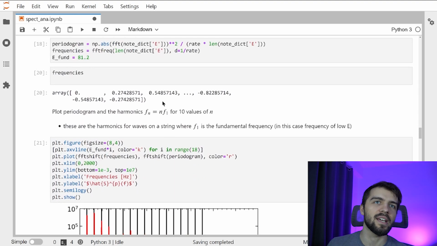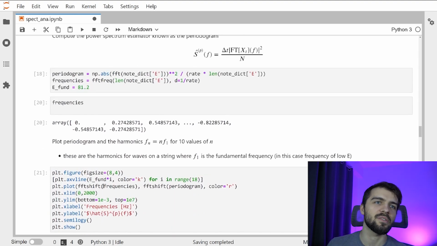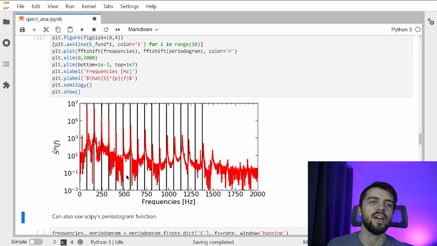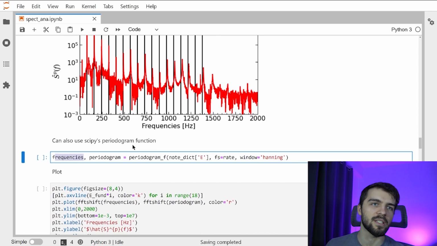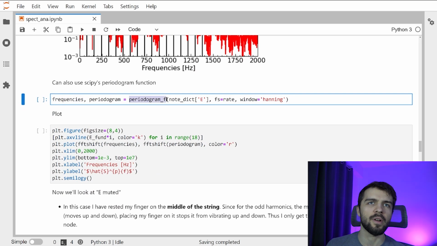Now, instead of doing this and going through this and using fftshift and all this gross stuff, there's actually a function that, of course, I imported that can give you the periodogram, and it gives the frequencies as well. So I just use this periodogram function, which I imported. I give the note. This is a time series.